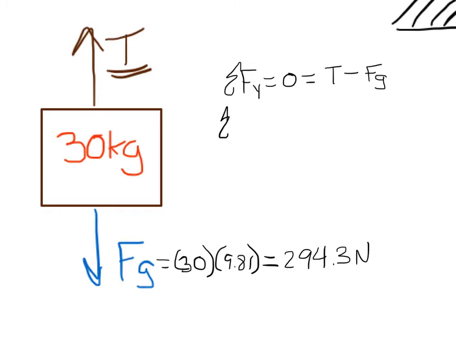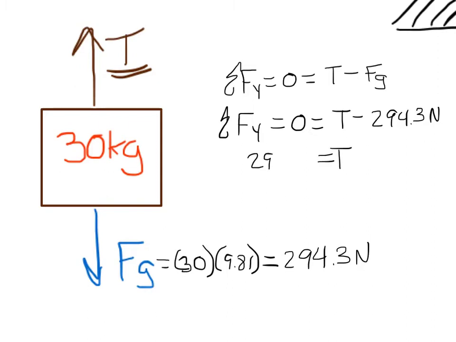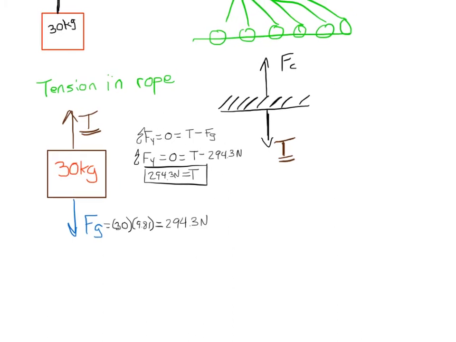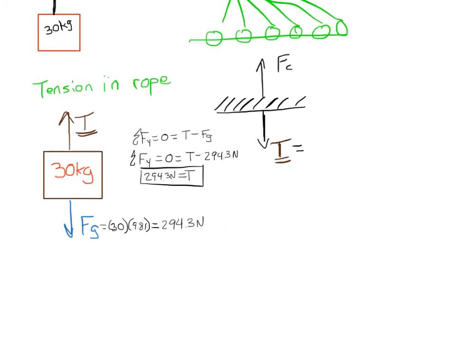So when we plug it in, we have our net force in the y, which is equal to 0, is equal to the tension minus the 294.3 newtons, which means our tension is equal to 294.3 newtons. That's our tension. Which means that this tension here also has to equal 294.3 newtons pushing downwards.